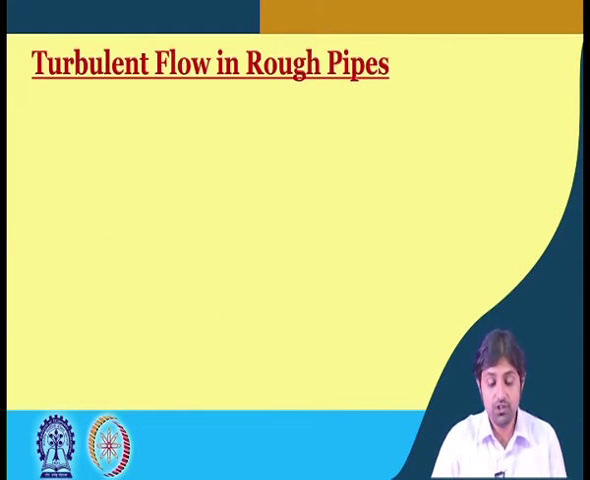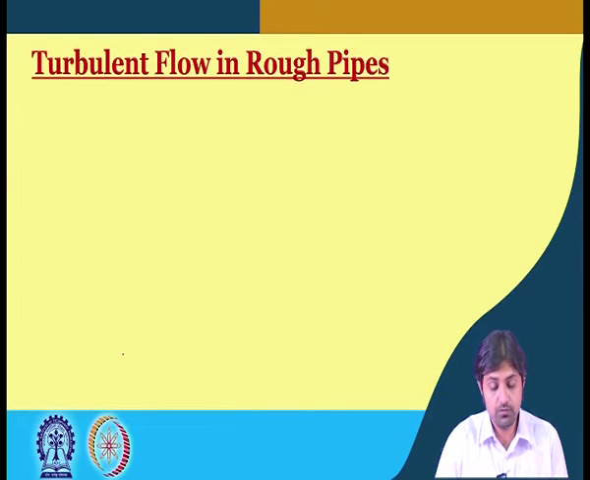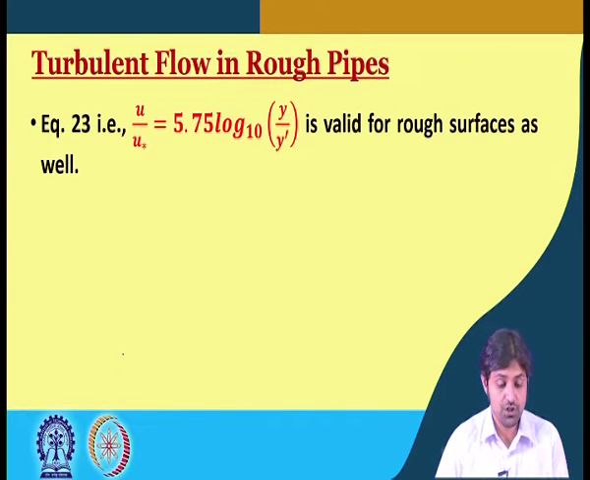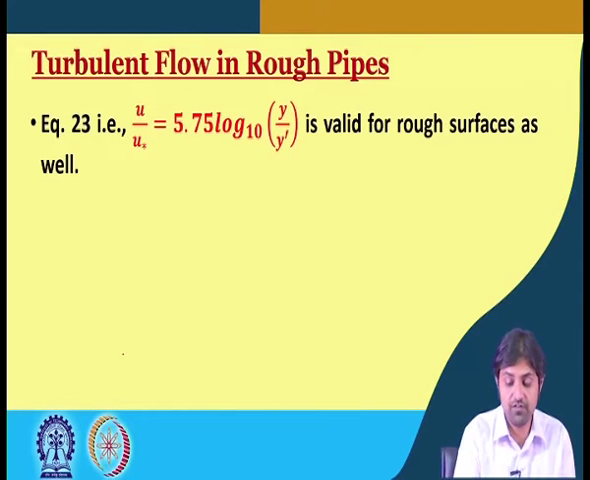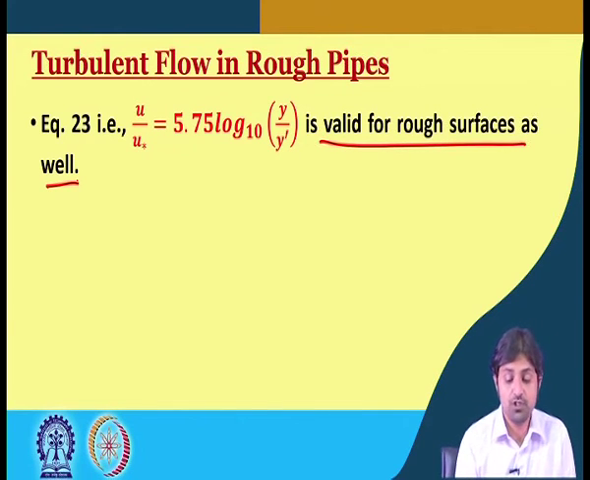Now what about the turbulent flow in rough pipes? It is better to note down this equation. Now we have to see equation 23. Actually, u by u star equal to 5.75 log 10 y by y prime is valid for rough surfaces as well, because all the approximation that we did was on this y prime.